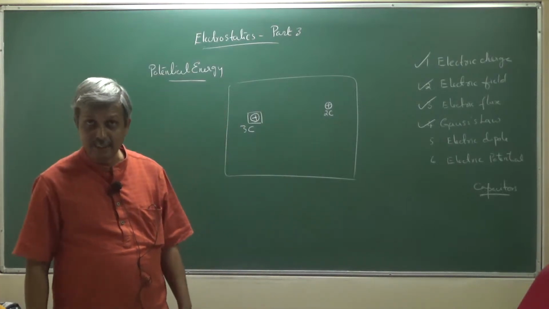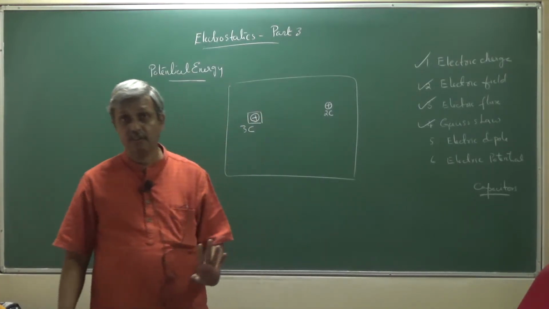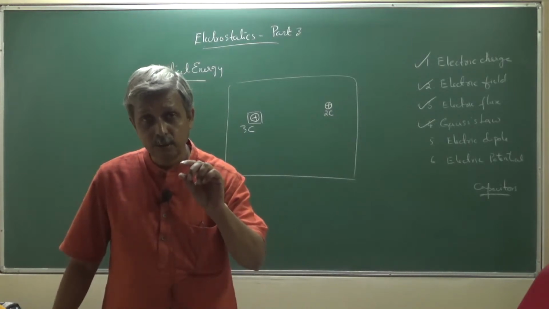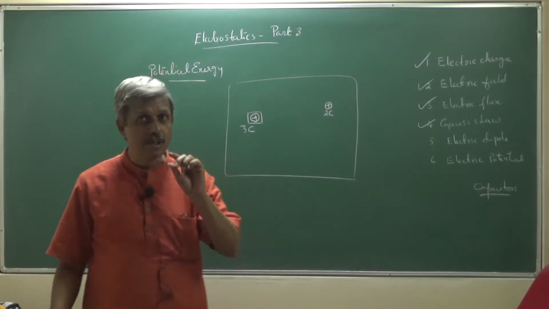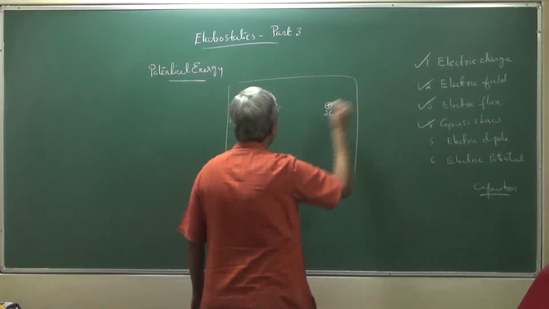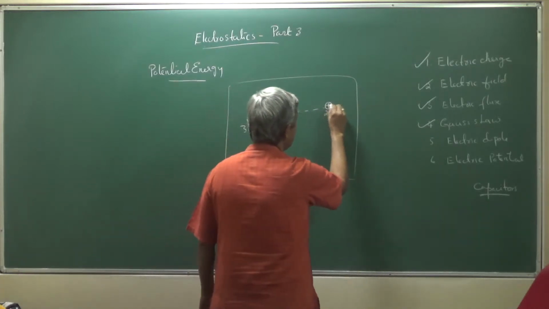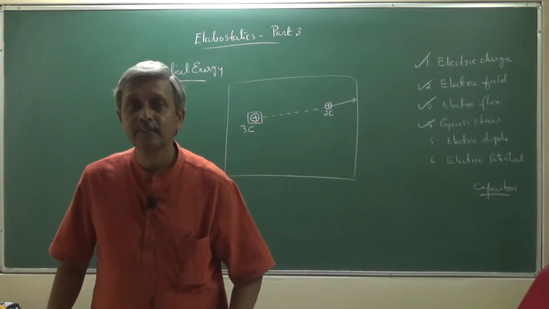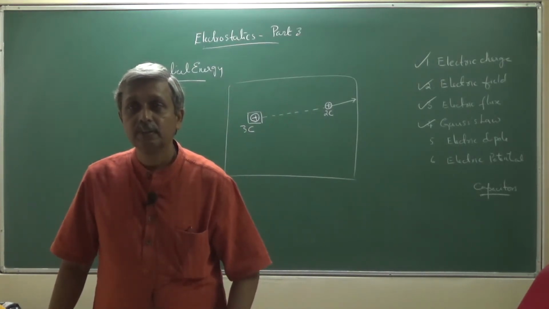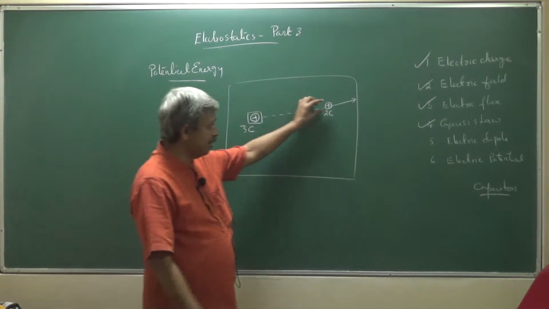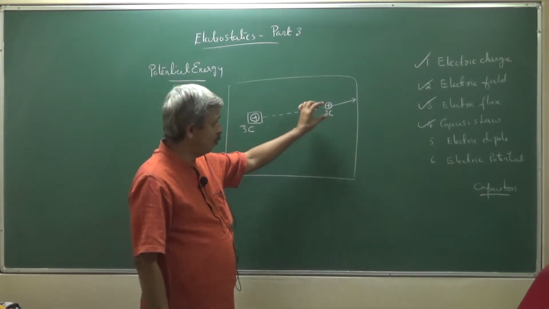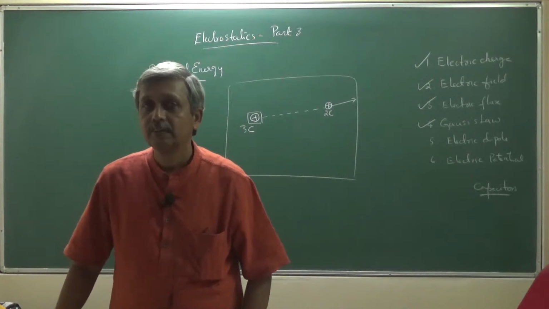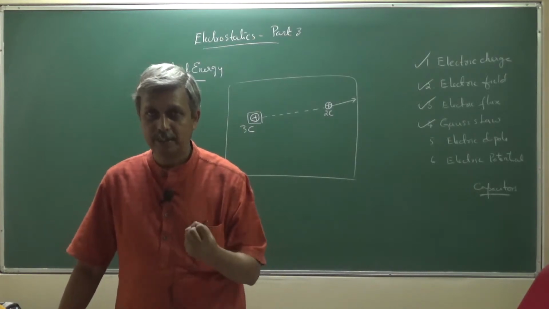Now what happens is that if I want to keep it here, you have to hold this charge. If you don't hold it, this charge will go away because it is repelled. Correct? This will be the direction in which it will go away. So if you want to hold it here, that means you are holding it here, it has potential energy. That's how you define that it has potential.